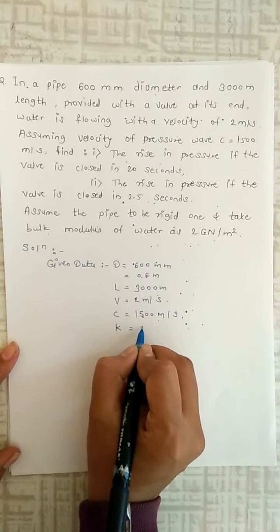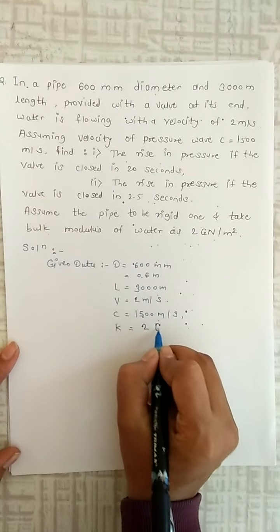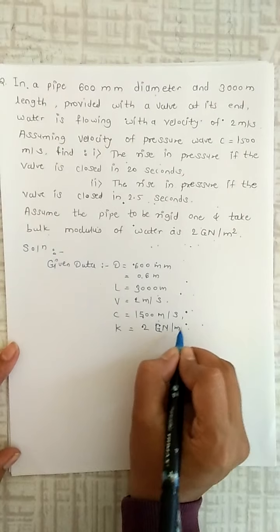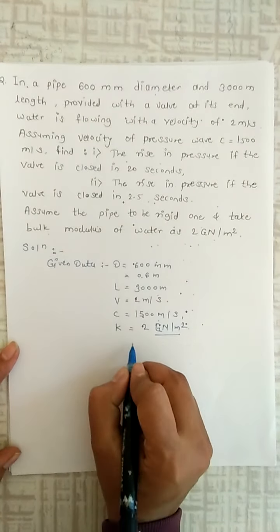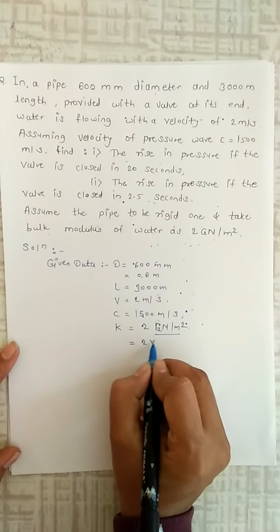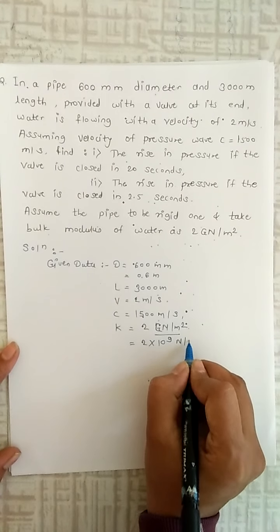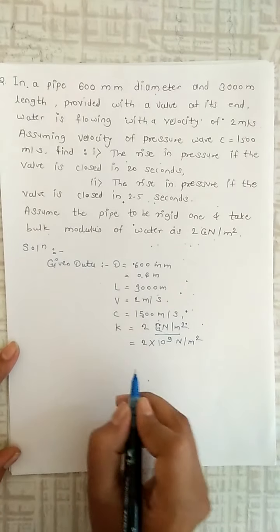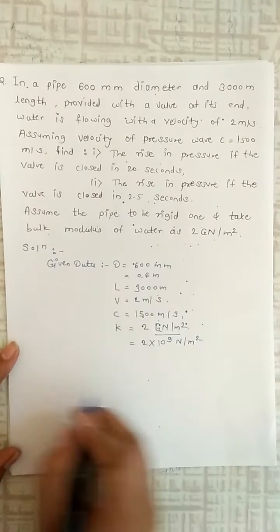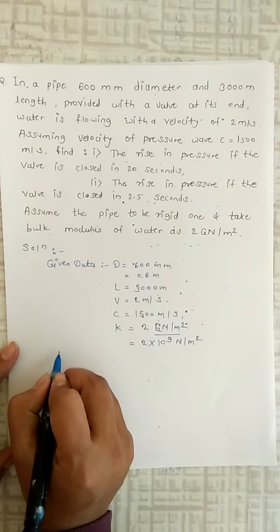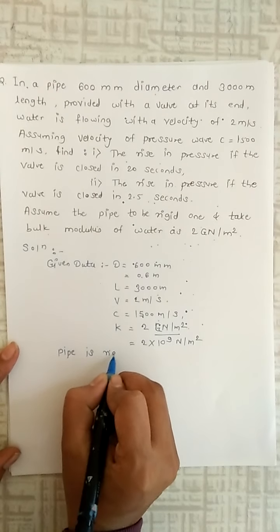K is the bulk modulus, which has the value 2 giga Newton per meter square. For converting this giganewton per meter square into Newton per meter square, we have to multiply by the factor 2 into 10 raised to 9. So we get Newton per meter square. Okay. The material of the pipe is rigid. So we will write here the pipe is rigid.